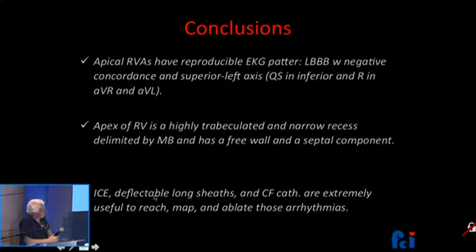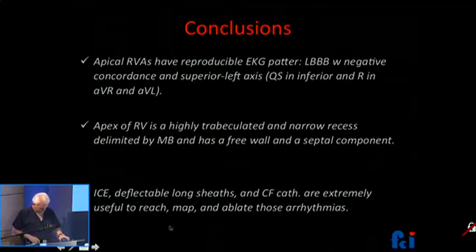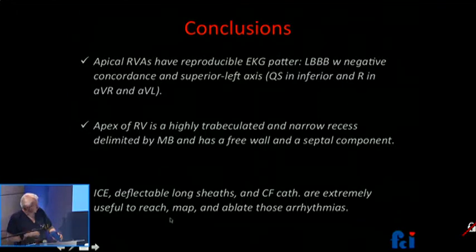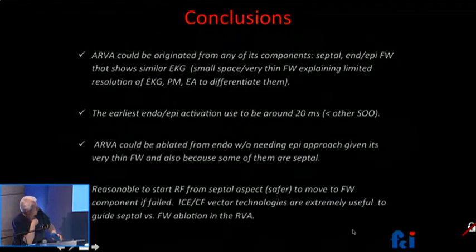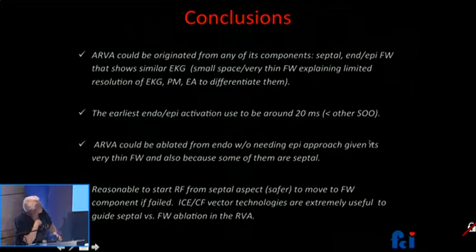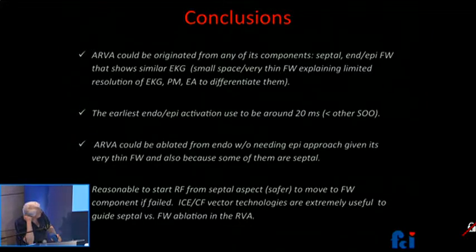Intracardiac echo, deflectable long sheaths, and contact force are extremely useful, not only to advance to the recess but also to map and ablate these types of arrhythmias. Our recommendation, we believe the most important thing, remember, is to have a good activation map. Pace mapping helps, but not so much. In this case, the resolution is more limited, and we believe that the key in these cases is always to start with the septal aspect of the recess before starting with the apical. Obviously, a steam pop towards the free wall of the apical recess could cause tamponade.